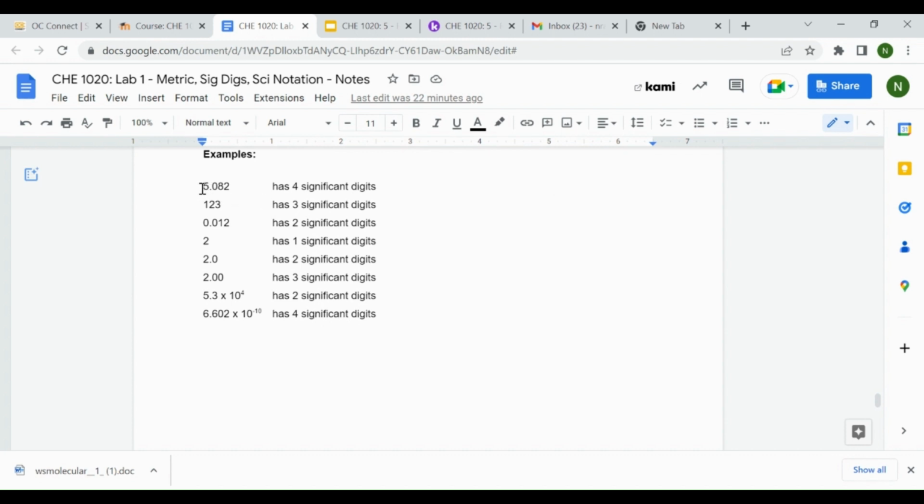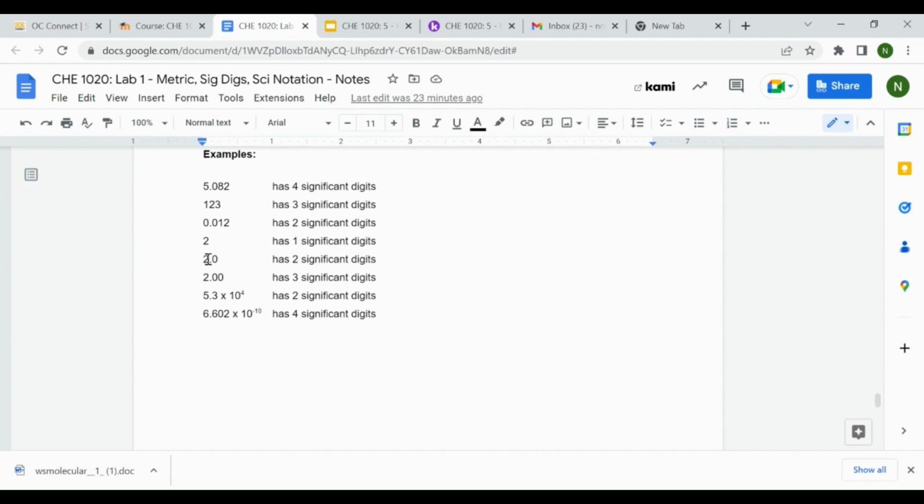In this first one, we've actually got 4 digits, right? And this 0 is in the middle of non-zero digits, so I'm going to count all 4. That's 4 significant digits. This one, all 3 of these are important. It's got 3 significant digits. This one, remember we said the leading 0 is not significant, so here I only have 2 significant digits. Here, there's only 1 digit, so 1 significant digit.